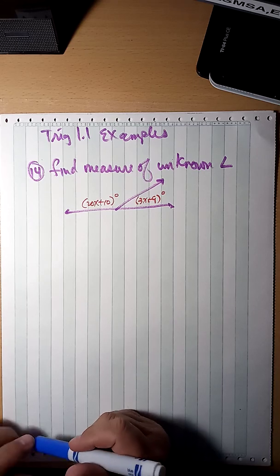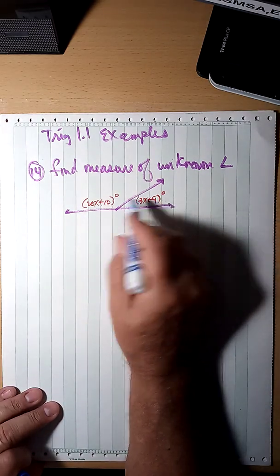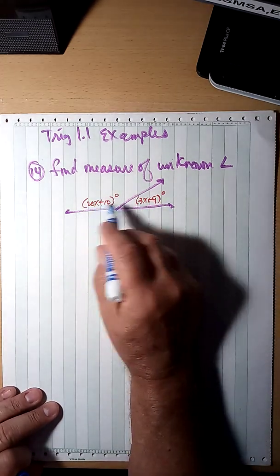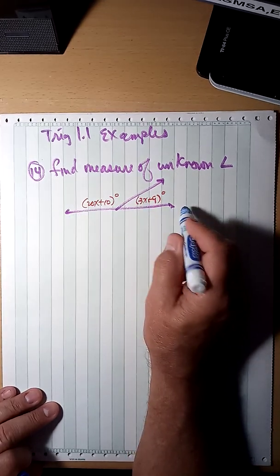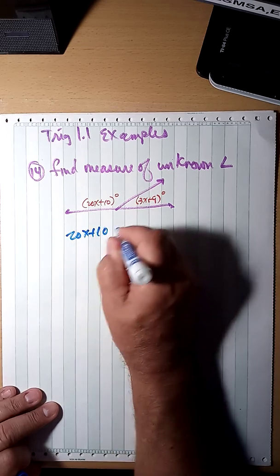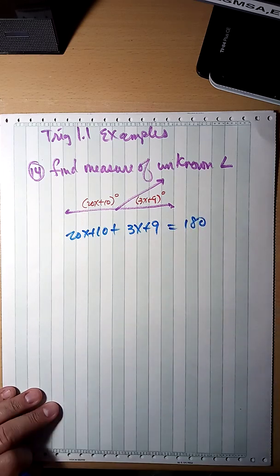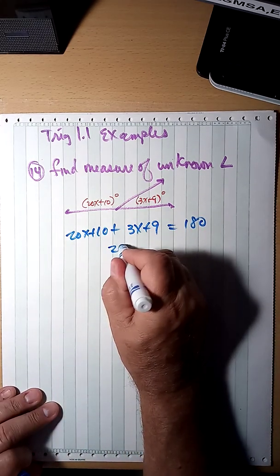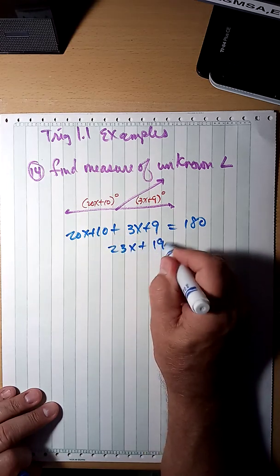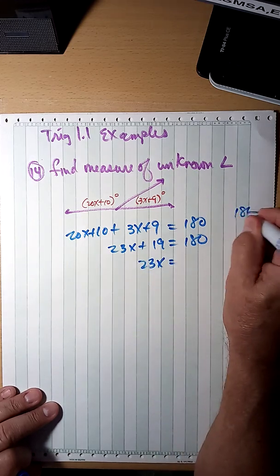So here's another example problem. I've already written out what the problem asks. You don't have to write maybe everything, but this is at least 2 steps. I got half my problem done here. The other thing I need to notice is that this is a straight angle. These add together to be a straight angle, or 180 degrees. So 20x plus 10 plus 3x plus 9 has got to equal 180. Let's see, we've got 23x plus 19 equals 180. 23x equals, what is 180 minus 19?